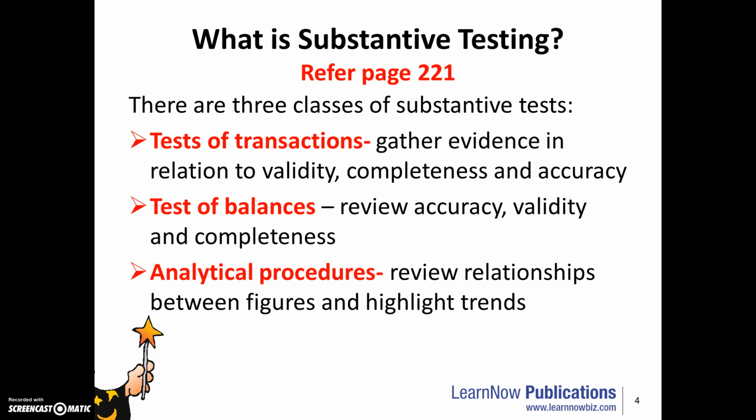There are three classes of substantive tests. There are tests of transactions, tests of balances, and there are also analytical procedures. Within each, we'll be gathering information and evidence in terms of transactions in relation to validity, completeness, and accuracy. In terms of balances, we'll again look at accuracy, validity, and completeness. And the analytical procedures will review the relationships between figures and highlight trends.